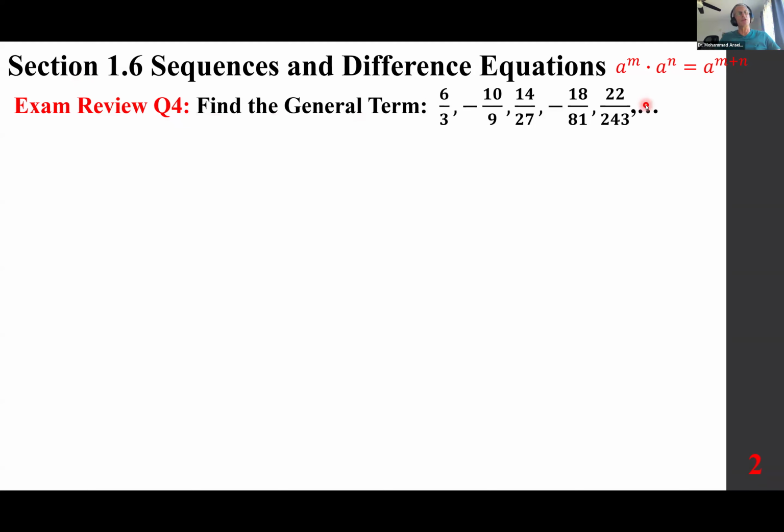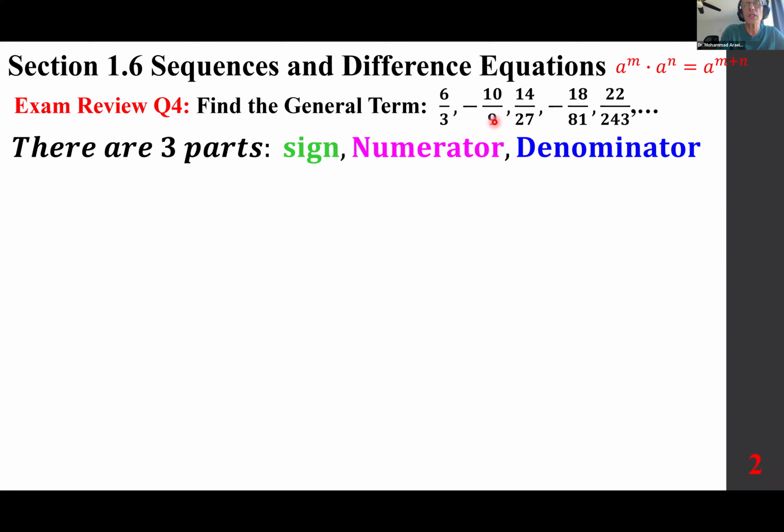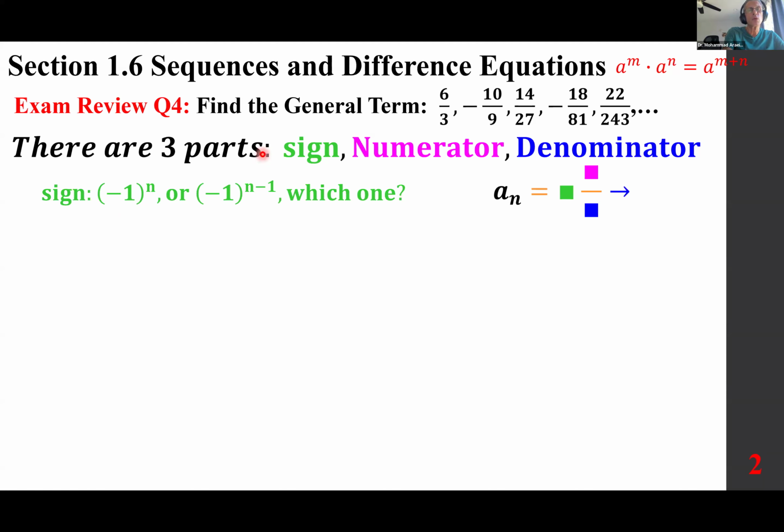Notice the sign changes. It alternates positive, negative, positive, negative. Then the numerator, then the denominator. And when we are done, it will look something like this. First and foremost, as far as the sign is concerned, for alternating sign, we use one of these two: negative 1 to the power of n, or negative 1 to the power of n minus 1. By the way, n plus 1 results in the same thing. So which one and why?